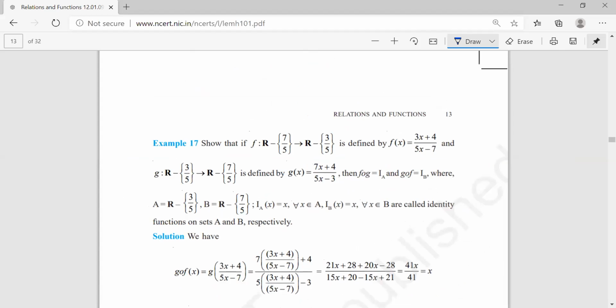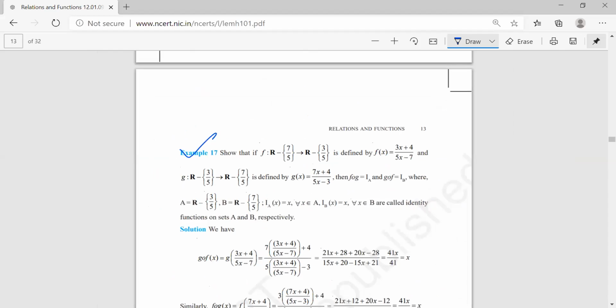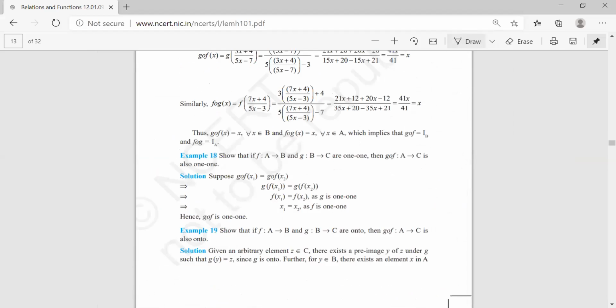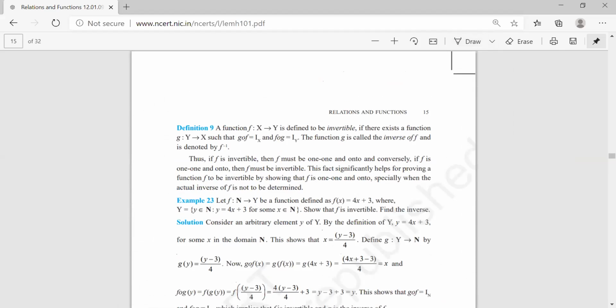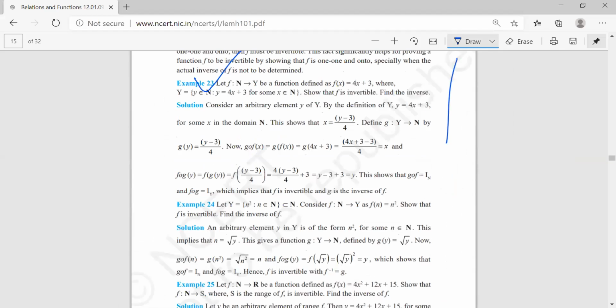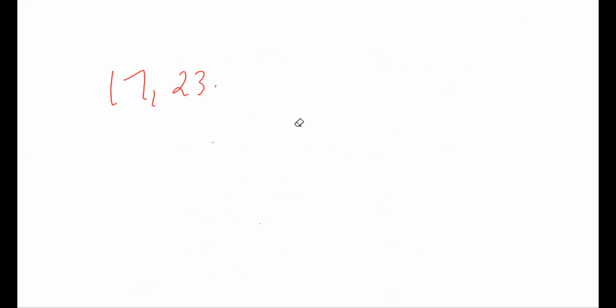Everyone can mark example 17 in the textbook. Example 17 is one question. Example 23. Example 24. Example 25. No, 24 you leave it, 24 not required. So 17, 23 and 25. Please mark it in your textbook or in the site. 17, 23 and 25. Every year out of these 3 questions, 1 question will come for your board exam.